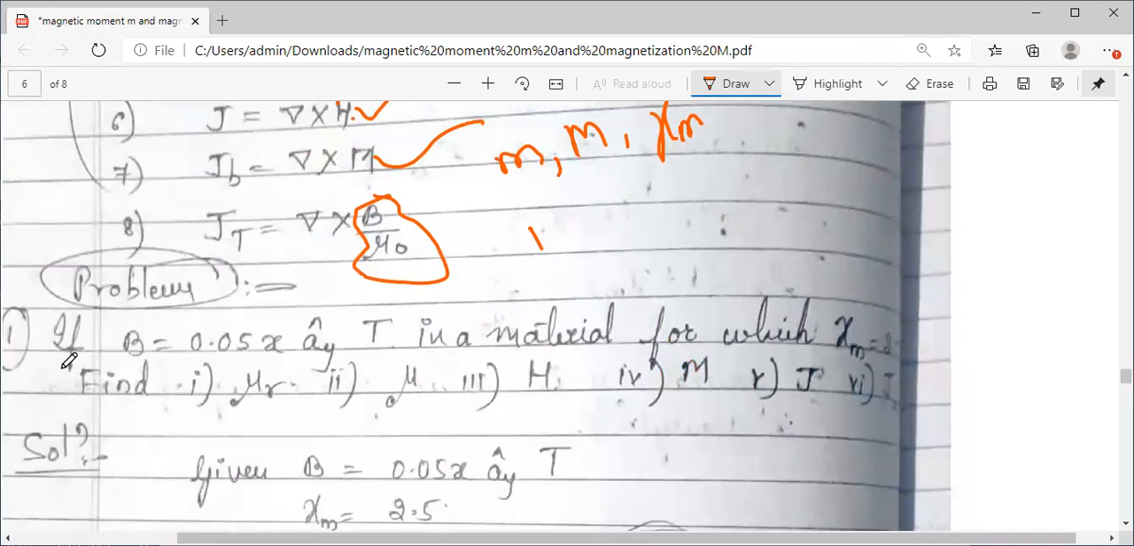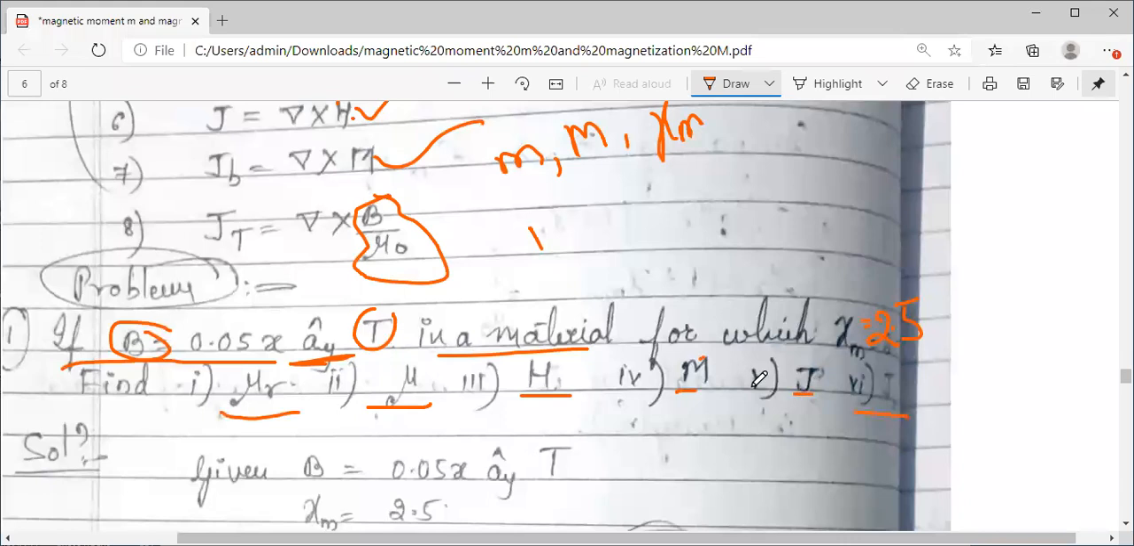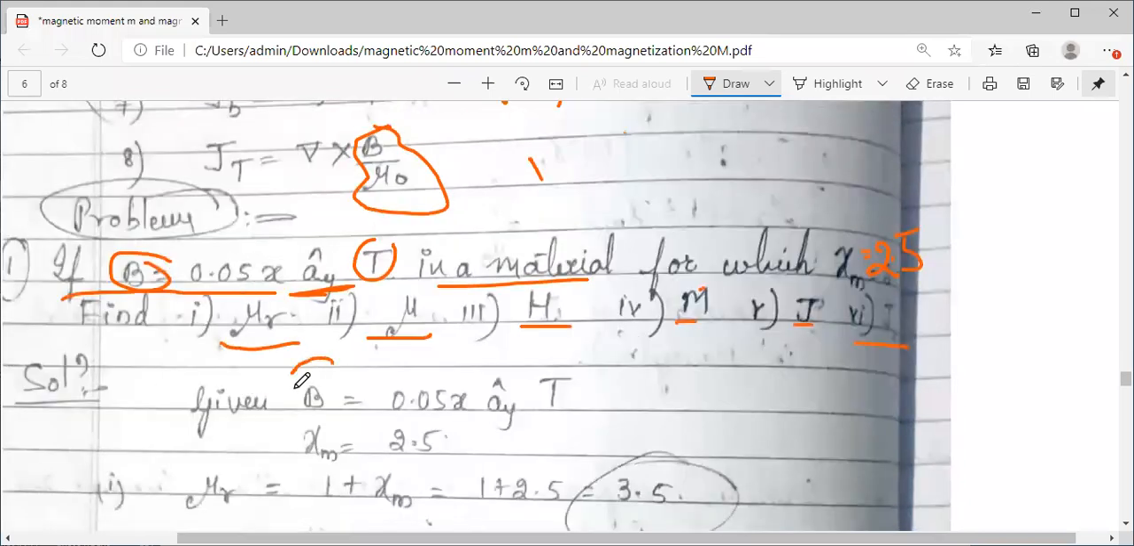See, given B equals 0.05x, so B is given to you in Tesla, only the y component is there, in a material for which chi is, I think it is hidden, 2.5. Chi is equal to 2.5 for a material, this is the susceptibility. We need to find 6 different values we have to calculate. Already I have listed the formulae. First, given data: 2 things are given to you, B and the chi value.